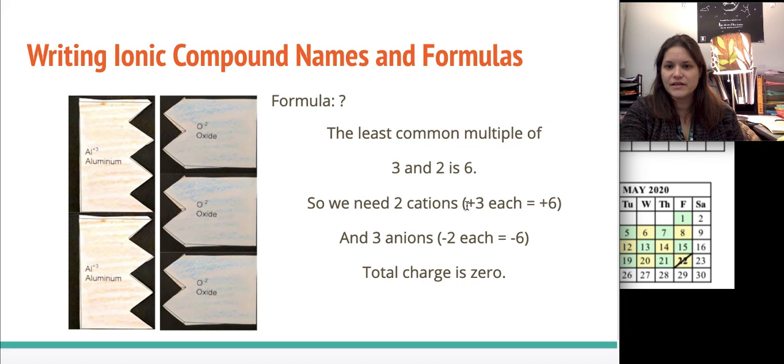So we need 2 cations for a total of +6, and 3 anions for a total of -6. +6 and -6 cancel each other out. The total charge of an ionic compound always has to be 0. Okay. So finally, that means the formula is going to be Al2O3. That 2 comes from, we used 2 atoms of aluminum. And then the O3, there's 3 atoms of oxide.